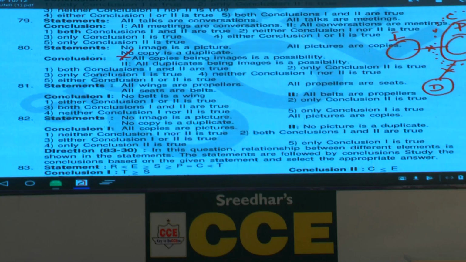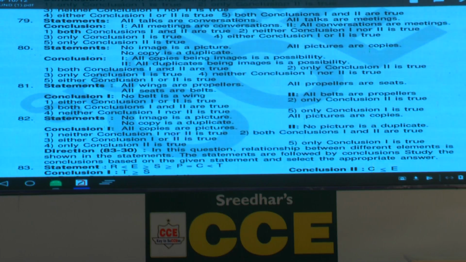Then coming to the second one, all duplicates are images is possible. Tell me whether this duplicate can be intersected into this region or not. Yes, duplicate cannot be intersected with copy, but it can be intersected with image. Then what is your answer here? Only 2 follows, that is choice 2. Question number 80, choice 2 is the answer.